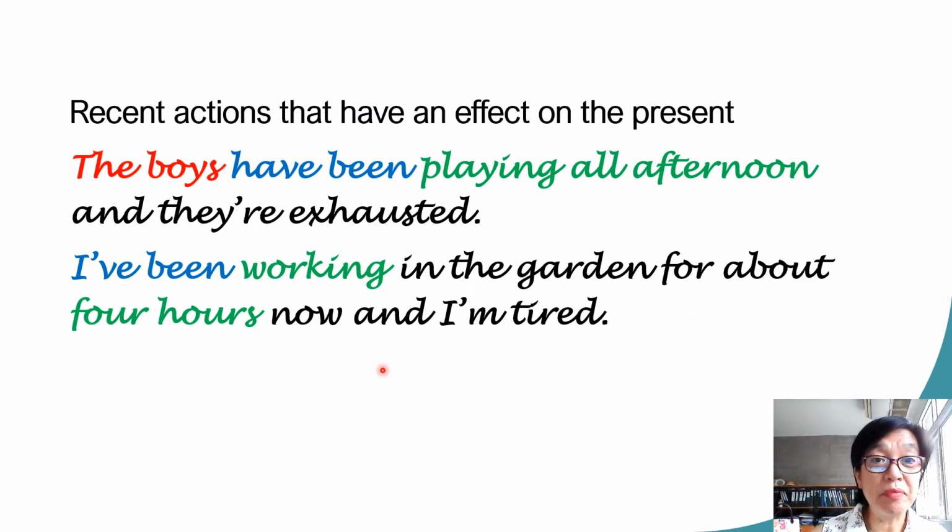The present perfect continuous tense is also used to describe recent actions that have an effect on the present. For example, the boys have been playing all afternoon and they are exhausted. So what is the result? They're exhausted. What have they been doing this afternoon? Playing all afternoon. I've been working in the garden for about 4 hours and I'm tired.